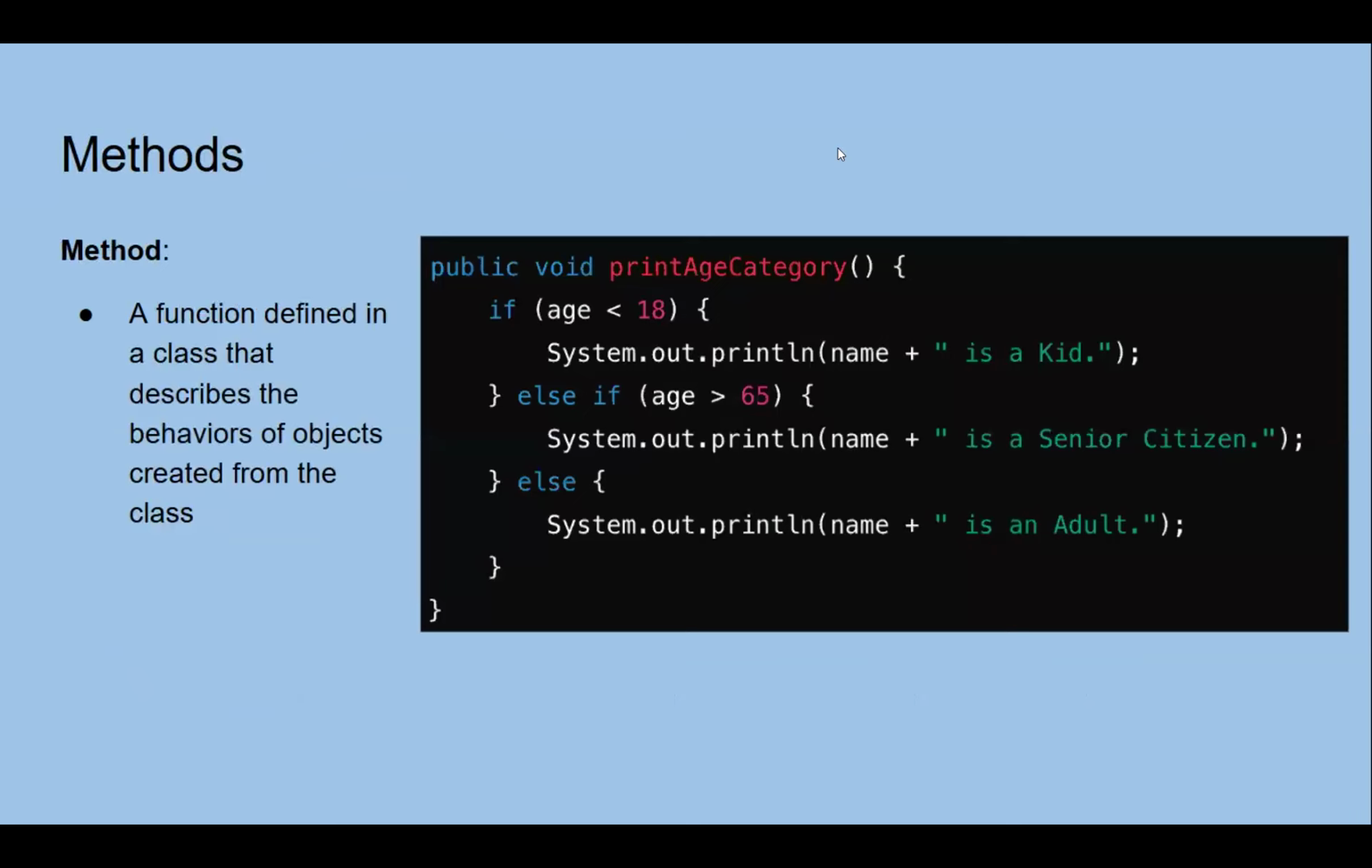A method in Java is a function defined in a class that describes the behaviors of objects created from the class. Methods allow us to perform actions and manipulate the object data. For instance, we might have a method in our person class to print the age category of a person based on their age. This method uses conditional statements like if else to determine and print the age category of the person.